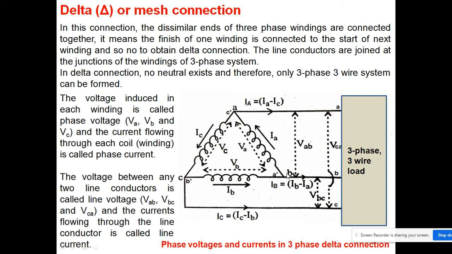Okay, and the voltage between two line conductors, so you can see here this one is the A conductor and this is the B conductor. The voltage between these two is known as the line voltage. It means VAB is the line voltage, VCA is the line voltage between lines A and C, and VBC is the line voltage between lines B and C. So these are the line voltages, and the currents flowing through these line conductors are called line currents. It means IA, IB, and IC. All three are the line currents.